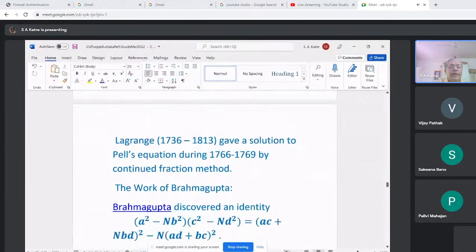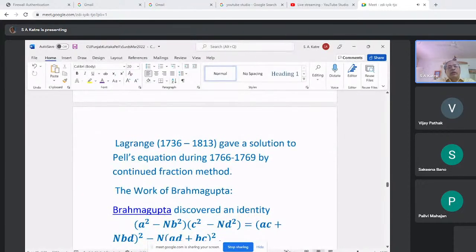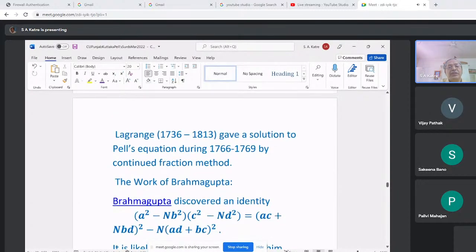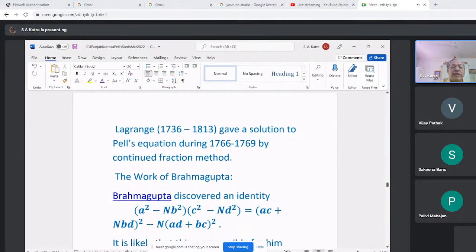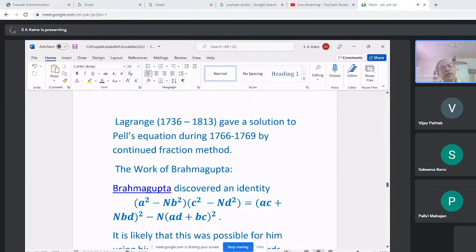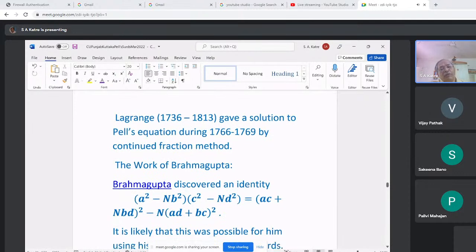Later on, in the 18th century, Lagrange gave a solution to Pell's equation, although Bhaskaracharya was the first, but his solution may not be very systematic. Lagrange's solution was very interesting, and he gave a continued fraction method to solve Pell's equation, which we are not going to study. We want to study the method of Brahmagupta and Bhaskaracharya.